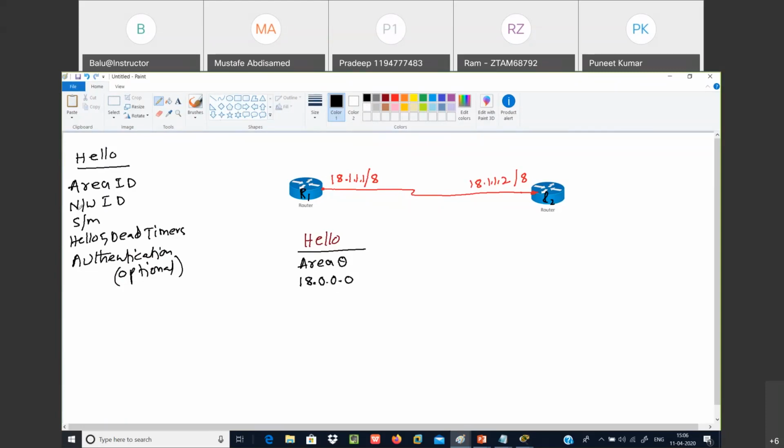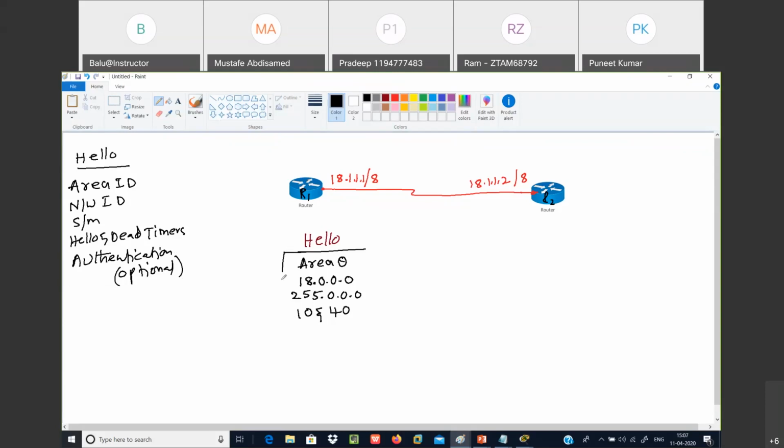And next point is a subnet mask. What is the subnet mask of R1 router? Not wildcard mask, subnet mask. 255.0.0.0. Right? Okay, now hello timers. OSPF hello timers, 10 seconds. And dead interval timers. Dead timers are what? 40 seconds. And authentication is optional. Leave it.